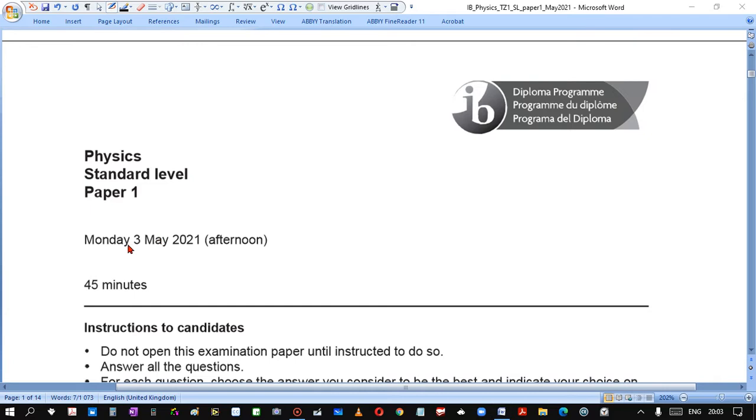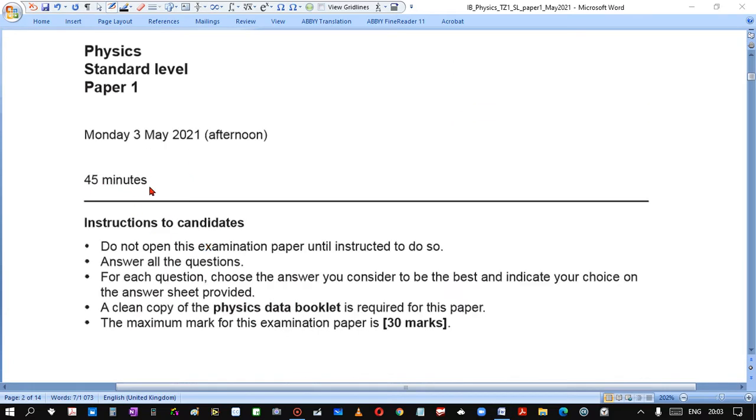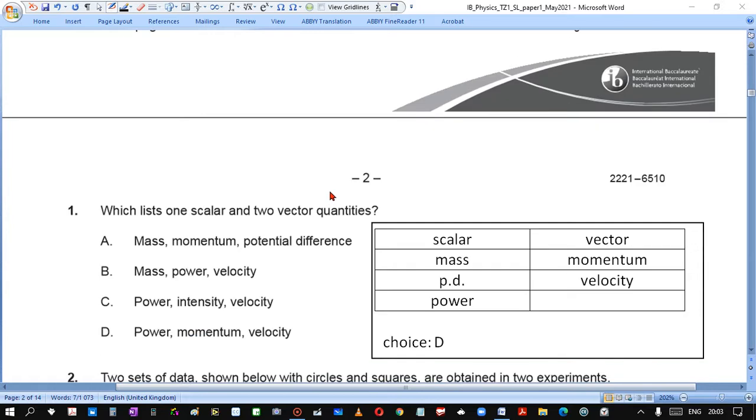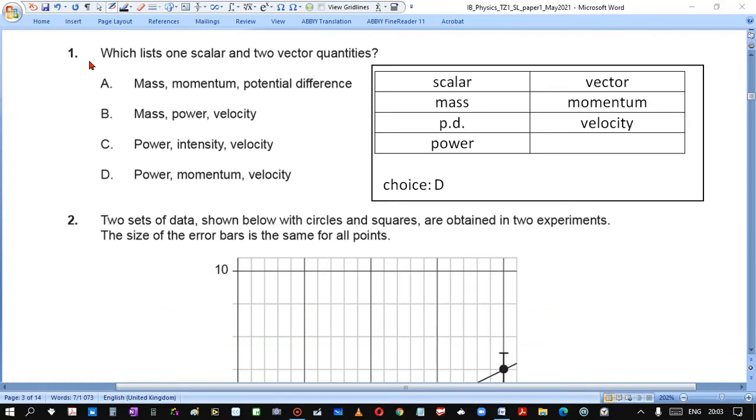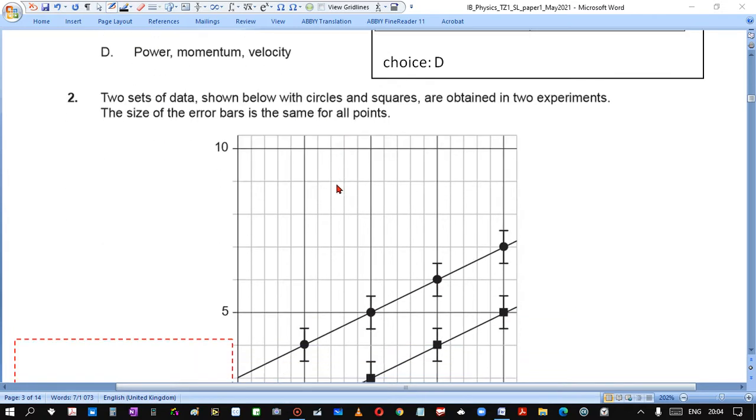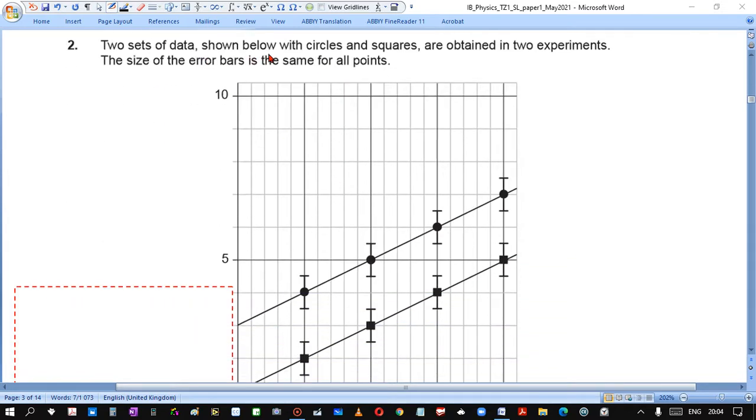So this exam took place on Monday, 3rd May 2021, afternoon, 45 minutes. Question 1. Which lists one scalar and two vector quantities? So I made a list of all mentioned quantities, and from this list we realize that in D, power is a scalar, and momentum and velocity are vectors. So choice D.